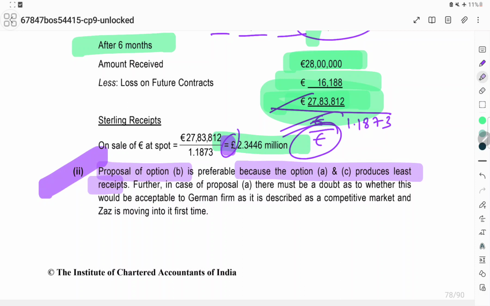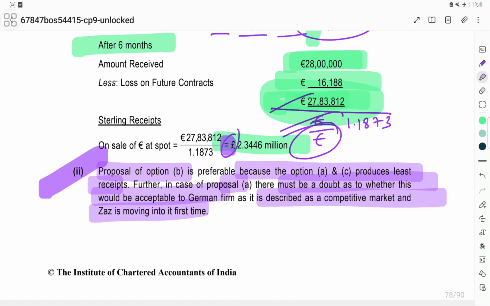So option B. Now further, in case of proposal A, there must be a doubt as to whether this would be acceptable to the German firm, as it is described as a competitive market and the UK company is moving into it for the first time. Yes, this also could be a problem, because if the UK company says, okay, I want to invoice in my own currency rather than yours, it will be difficult, because there will be other sellers out there who will be ready to invoice the German firm in their currency.